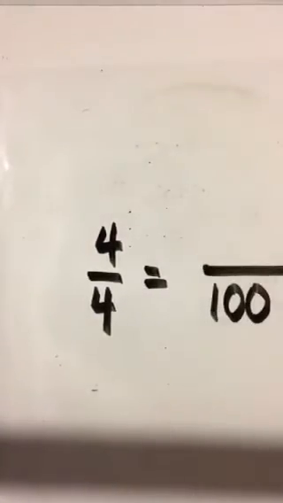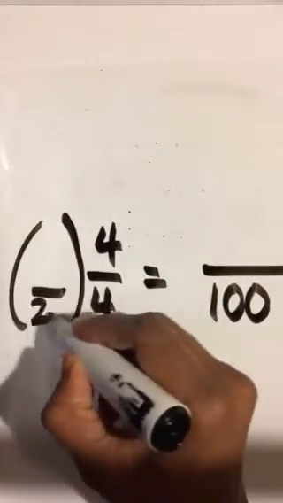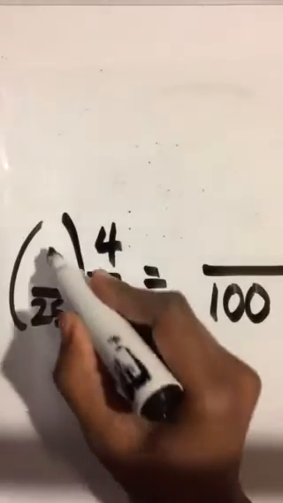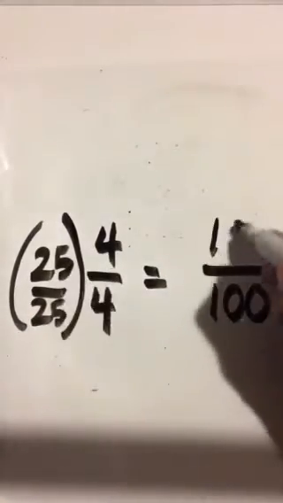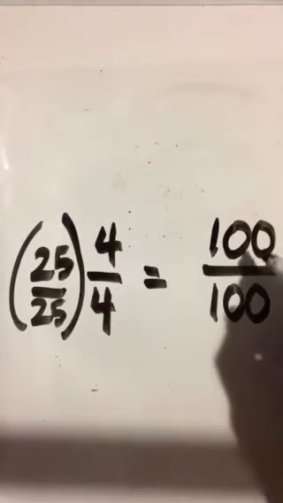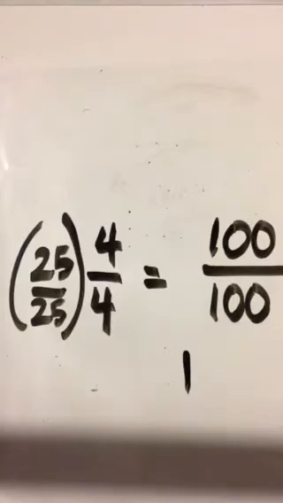Four-fourths. Set it equal to 100. 4 quarters. Whatever I do to the denominator, I have to do to the numerator. 25 times 4, or 4 quarters, is $1, or 100 pennies. 100 hundredths, you would technically just write it as 1.